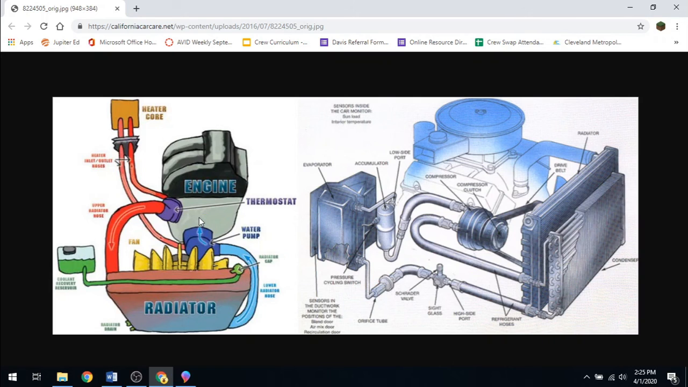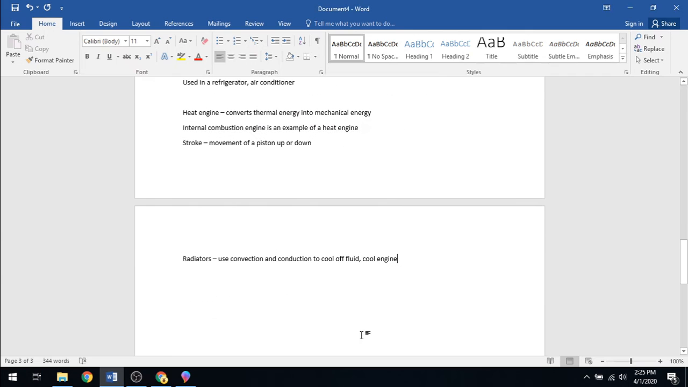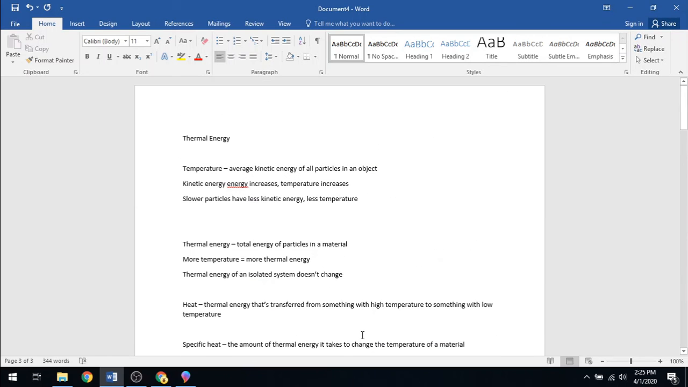I had personal experience of having a radiator fluid leak, and then my car overheated, and that was no good. So that is the last example I'm going to give of thermal energy and how we use thermal energy.